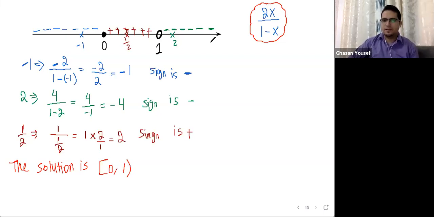But if I plug in the 0, it gives me a solution. 2 times 0 is 0, over 1 minus 0 is 1, so 0 over 1 is 0. But the 1, I cannot plug in because it gives me undefined. So the solution will be from 0, the 0 included, until the 1, and the 1 is not included as a solution for this inequality. Any question?